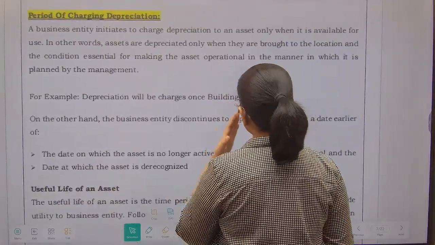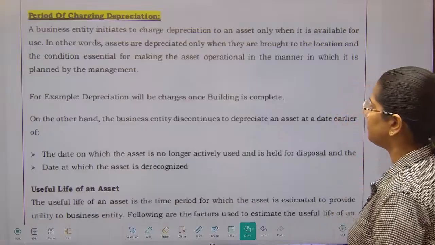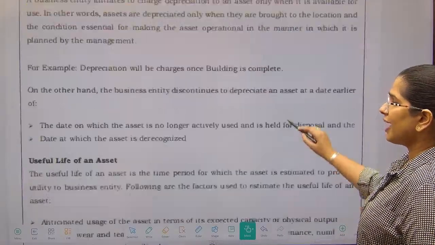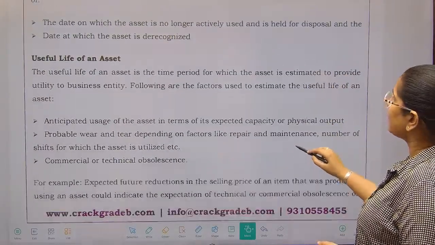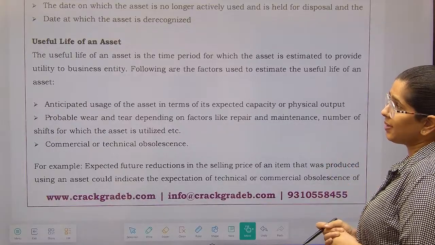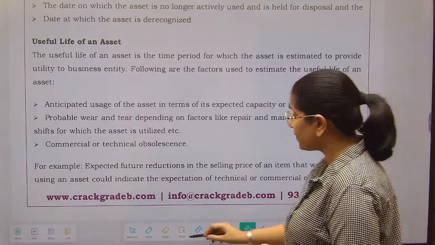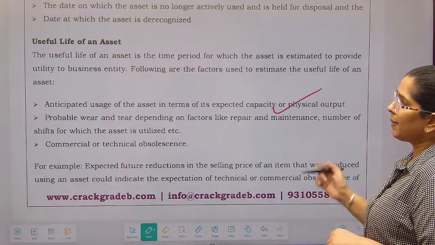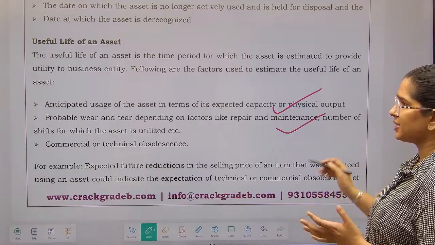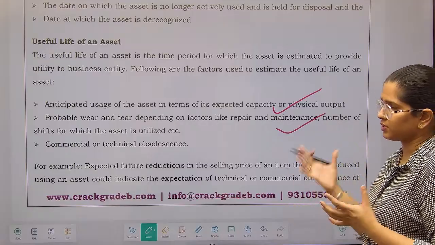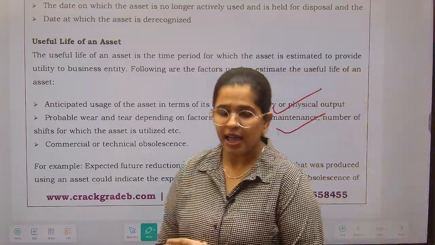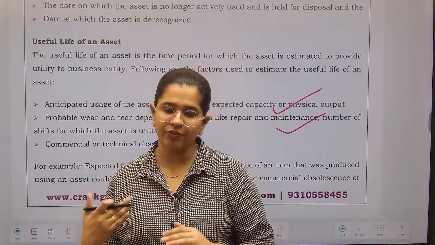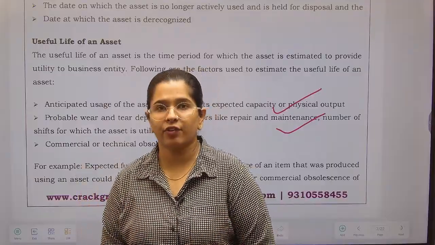First of all, period of charging. So useful life of the asset. Useful life is the time period for which the asset is estimated to be used. Anticipated usage of the asset in terms of its expected capacity. Probable wear and tear depending on the factors like repairs and maintenance, commercial or technical obsolescence. So these are the factors you will consider, and after that you will be able to find out, ठीक है, what is the useful life of the asset.